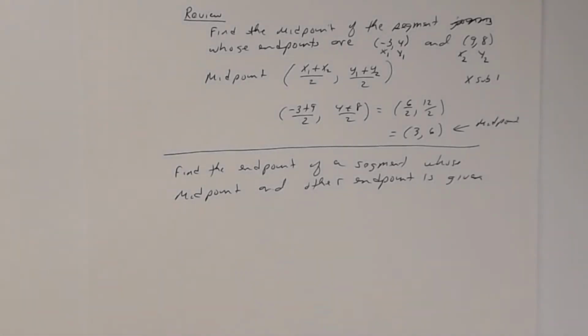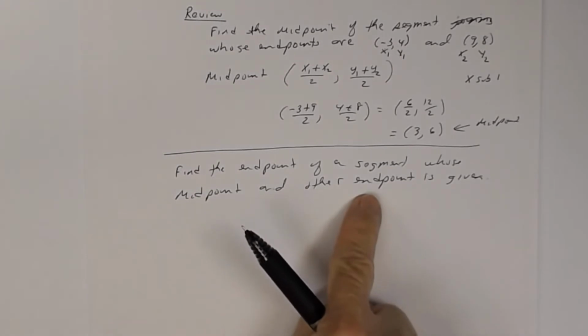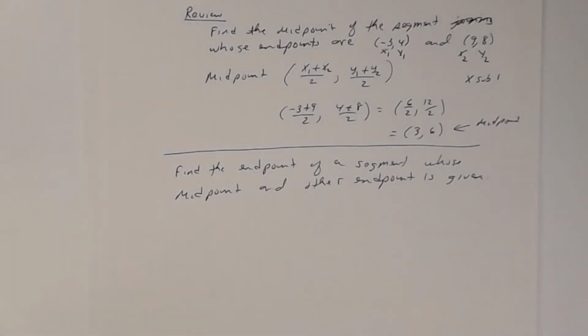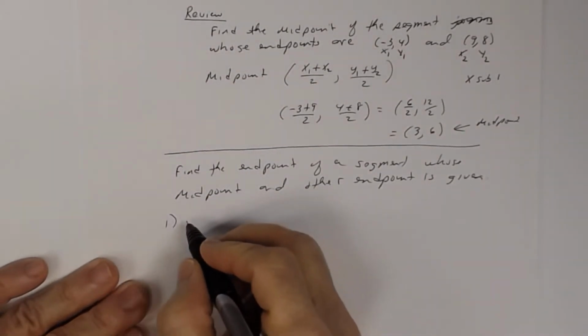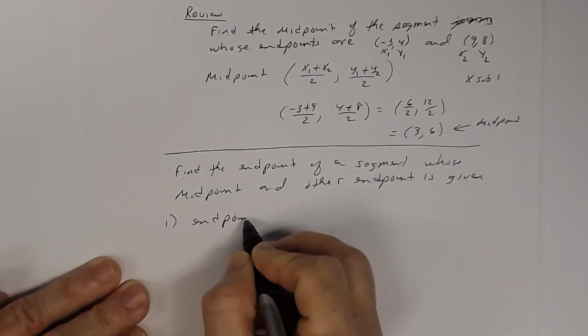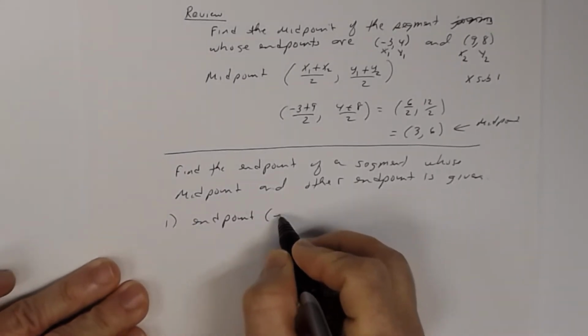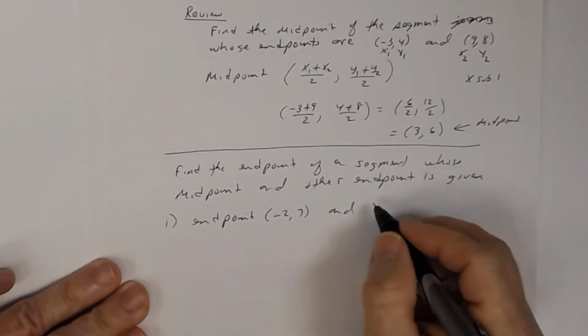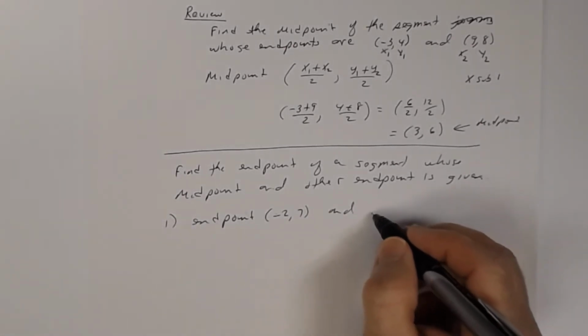Okay, so you're going to be given the midpoint, and you're going to be given one of the endpoints, and you want to find this other endpoint. All right, so let's look at this example. Number one. Suppose we had one of the endpoints. You're given this endpoint (-2, 7), and you are given the midpoint (8, 2).